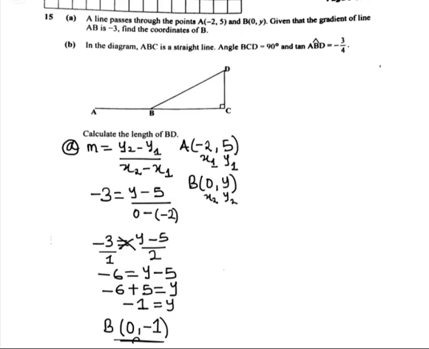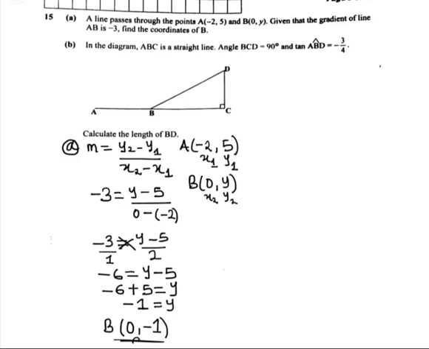Moving on to part B. In the diagram, ABC is a straight line. Angle BCD is equal to 90 degrees. And tan of angle ABD is equal to -3 over 4. So that's our diagram showing all that information. The question is, calculate the length of BD.